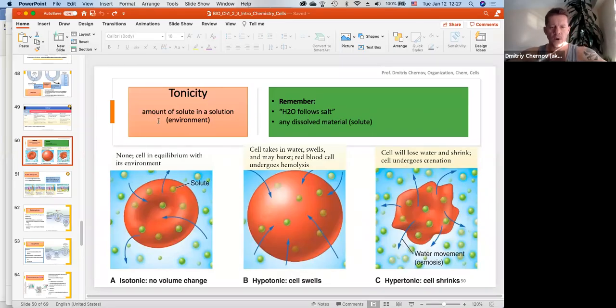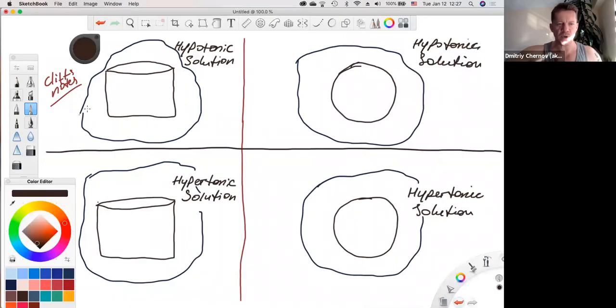All right, guys. So I want to create a cliff notes on tonicity. So what is tonicity? Tonicity is the amount of solute in the solution, right? So let's look at this structure. Amount of solute in the solution.